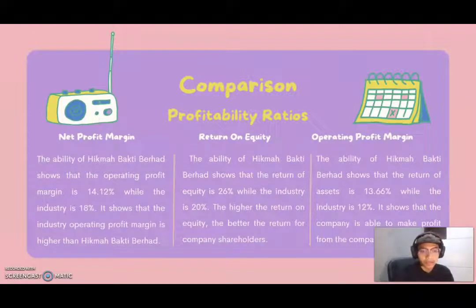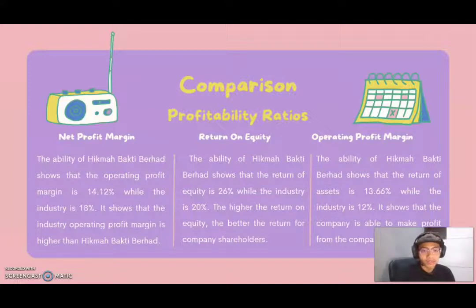Now we're going to talk about the return on equity. The return on equity of Hikmah Bati Berhad is 26%, while the industry is 20%. So the higher the return on equity, the better the return for the company shareholders.